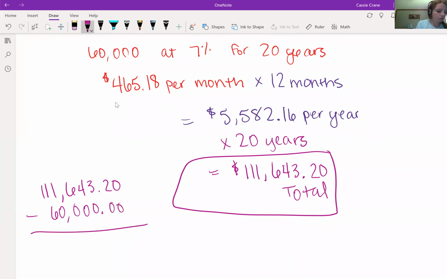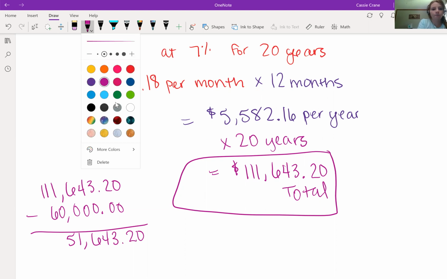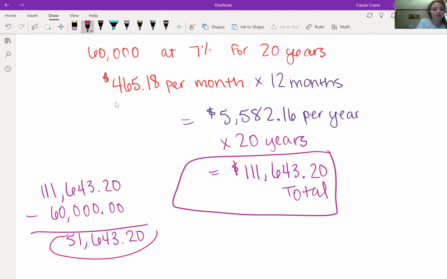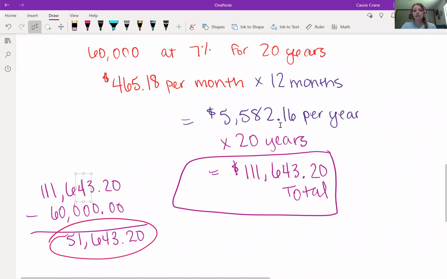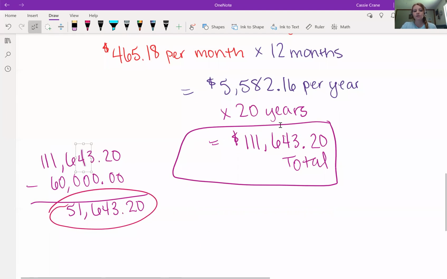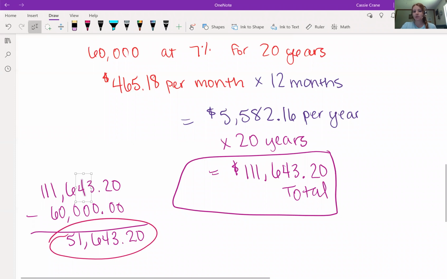Okay, so we would just subtract $60,000 from his total amount paid, which would be $51,643.20. So this would be the cost of the mortgage, which is almost the amount that we started with. So he's almost going to pay double because of all the interest that he's having to pay over those 20 years by getting this loan. Does that make sense? That was number 3 on the assignment. So if you want to write down those notes, that'd be helpful, because I just did one problem for you.